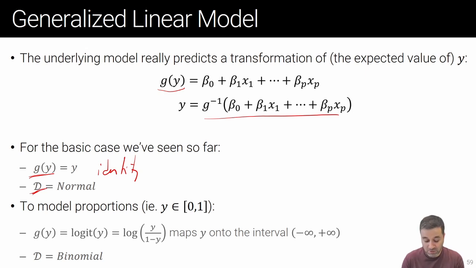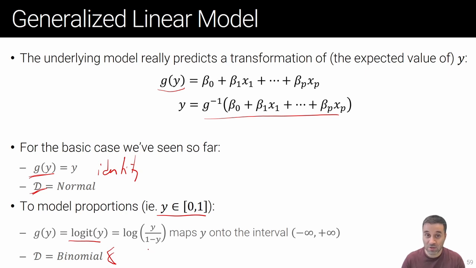But if we want to model something like a proportion, let's say that the response is bounded between 0 and 1, then we need to do something else. In these cases, what we select for the distribution is a binomial, and for the link function there are many different options, but normally we use the logit function. So g of y is the logit. What is the logit? It's the log of the odds ratio. So it's the log of y over 1 minus y.